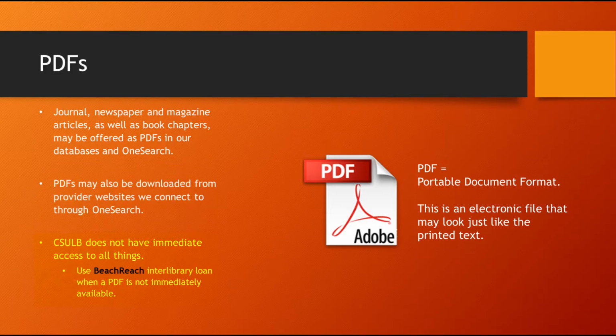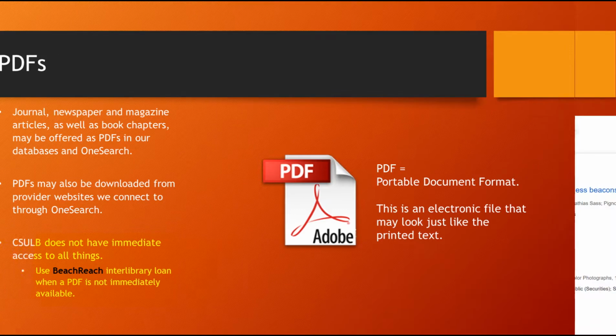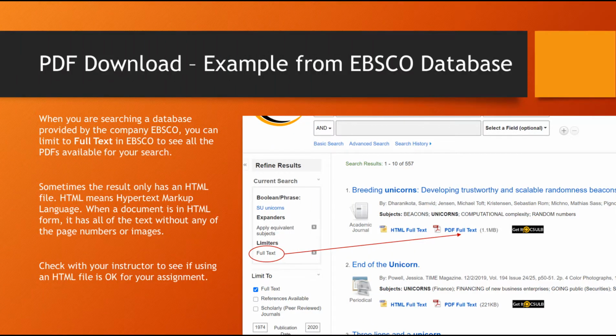CSULB does not have immediate access to all things. Use Beachreach Interlibrary Loan when a PDF is not immediately available. PDF download, example from EBSCO database. When you are searching a database provided by the company EBSCO, you can limit to full text in EBSCO to see all of the PDFs available for your search.